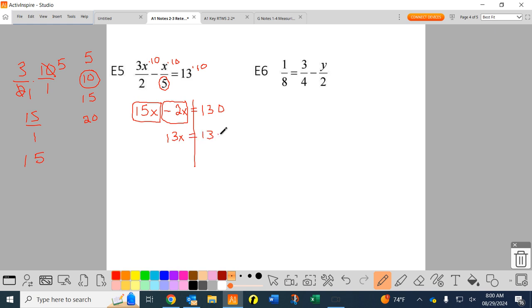Then we divide both sides by 13, and x equals 10. Anytime you divide by that, the first number goes in there one time to the front, and 0 goes in the end.